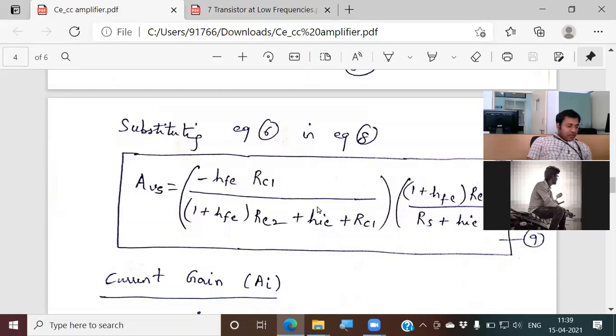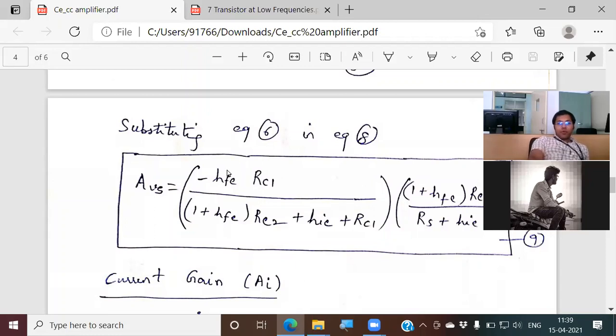154.4. Yes. Okay. Just a minute, let me check the answer. Is it plus 154 or minus 154? Minus. Yes. Okay. Please note that all these HFE, RC1 are positive values. There is a minus sign, so obviously gain will be negative. The exact answer, please compare. It is minus 154.4.